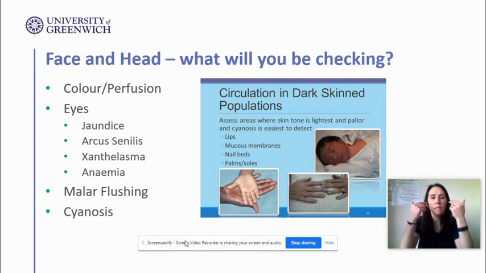Looking around the eyes, I'm going to show you some pictures of these in a moment, but we will look for jaundice, arcus senilis, xanthelasma, anemia, and then we'll look at the face colour again, and we'll look for malar flushing and cyanosis. As you know, with our quiz the other day, we need to know where to find pallor and cyanosis in brown and black skin patients. So we're looking at the mucosa, the gums, around the nail beds, and we might even be looking under the eyelids too.